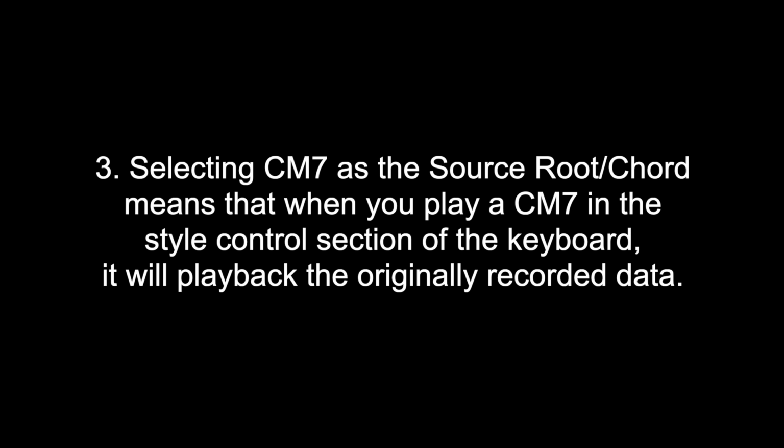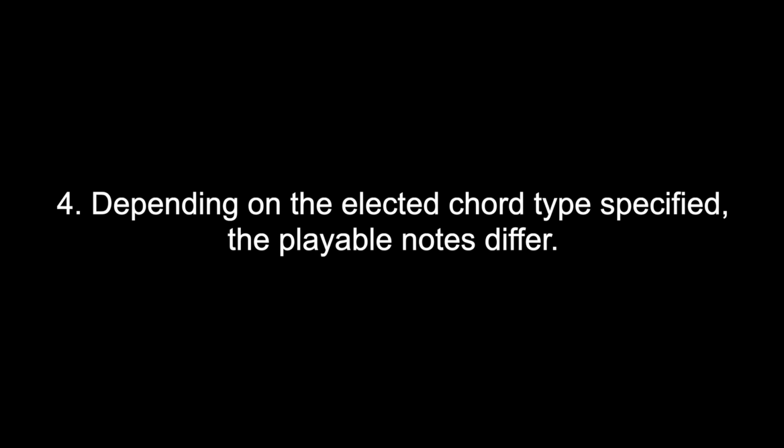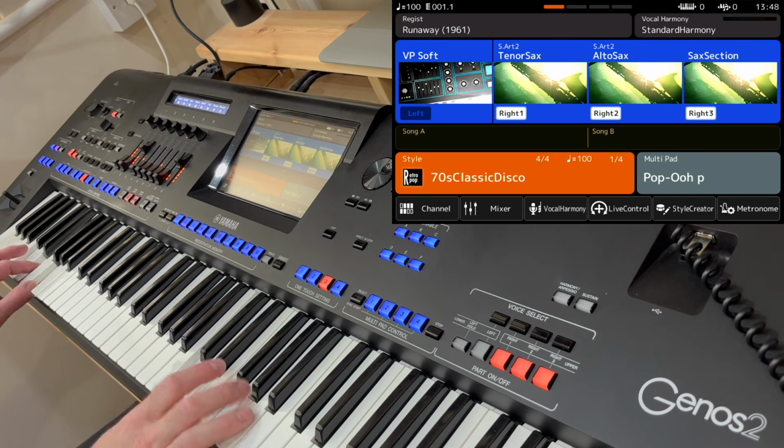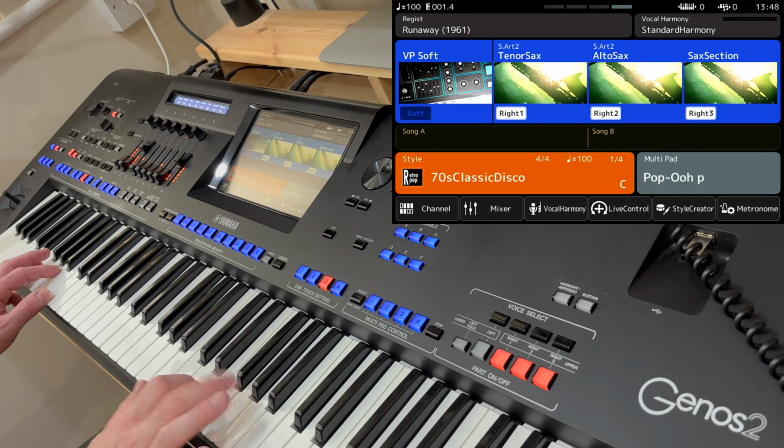Selecting CM7 as a source root chord means that when you play a CM7 in the style control section of the keyboard, it will play back the originally recorded data. Depending on the selected chord type specified, the playable notes differ. So let's look at these explanations in a little bit more detail.